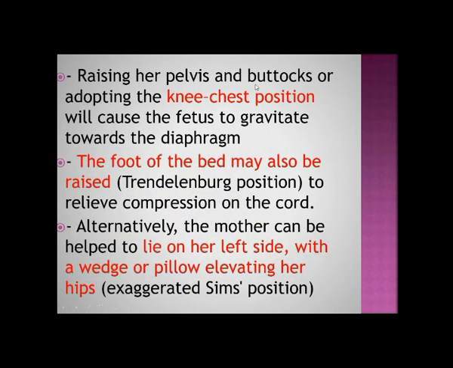So raising the pelvis and the buttocks and adopting the knee chest position will cause the fetus to gravitate towards the diaphragm. So the compression will be relieved. Then the foot end of the bed may also be raised. That is the Trendelenburg position. You already studied the Trendelenburg position in the first year, to relieve the compression on the cord. Alternatively, the mother can be helped to lie on her left side with a wedge or pillow elevating her hips, that is the exaggerated Sims position.